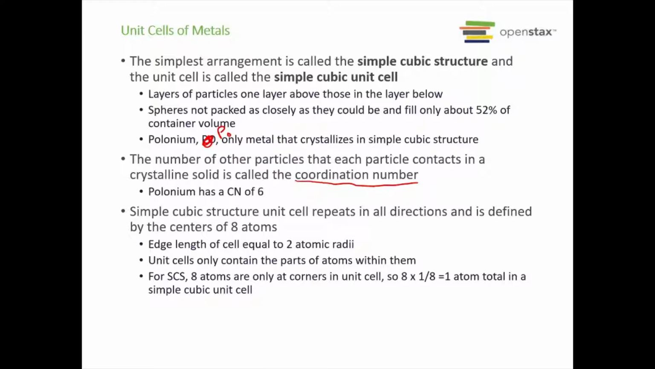So the simple cubic structure unit cell repeats in all directions and is defined by the centers of 8 atoms. So we'll look at this. The edge length of a cell is equal to 2 atomic radii. The unit cells only contain the parts of the atoms within them. So if you have a unit cell, you may not have an entire atom in it. For the simple cubic structure, you have 8 atoms, but they're only at the corners in a unit cell. So you have one atom split in 8 directions. So you have 8 times 1/8 atoms. So you have 1 atom total in the simple cubic unit cell.